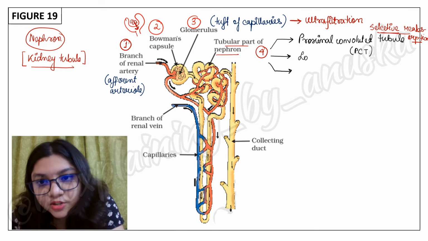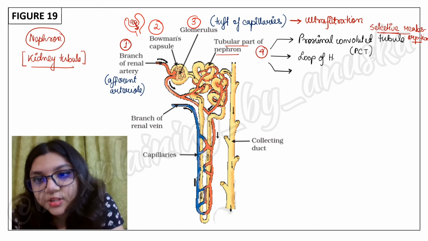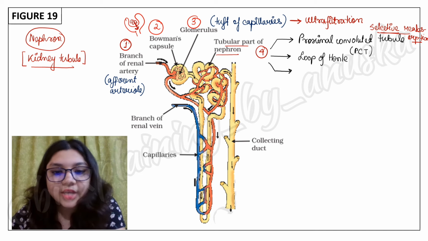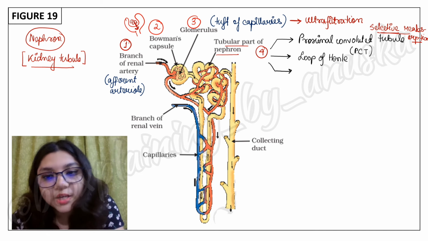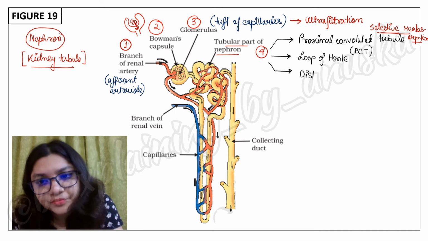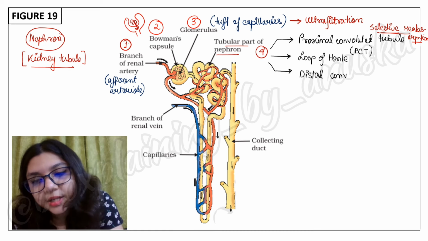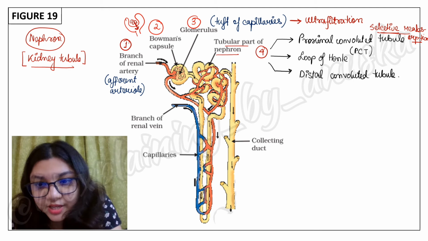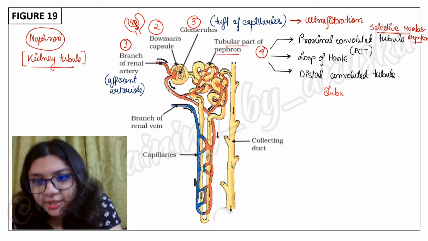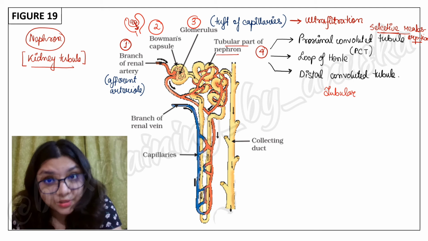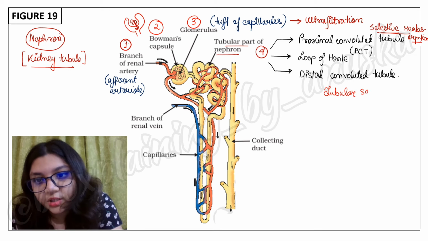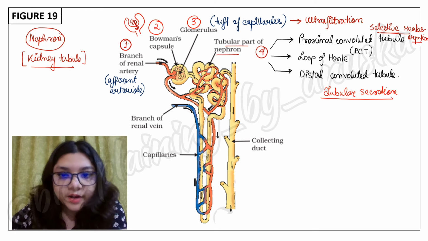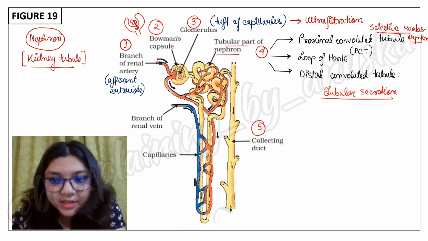The next part is known as the loop of Henle. This loop of Henle also does some part of this selective reabsorption. The next part is another convoluted part, the distal convoluted tubule. Here some amount of reabsorption happens, and a process called tubular secretion, where K+ ions, penicillin, and antibiotics are released from the tubules into the filtrate. So, tubular secretion.